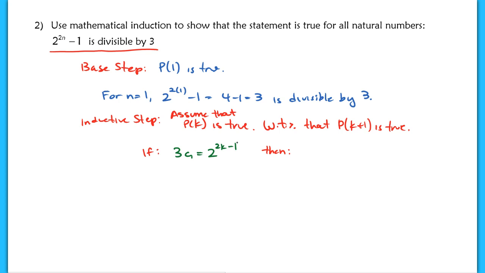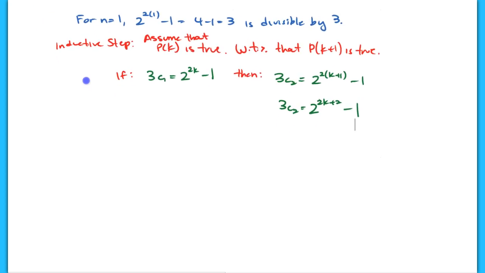And my then statement, what I want to show, p of k plus 1, will be that 3 times another constant is equal to 2 raised to the 2 times k plus 1 minus 1. Oops, I wrote this one over here backwards, sorry. This is minus 1. There we go. Okay, now I'm going to simplify this and write this as 2 to the 2k plus 2 minus 1. Alright, now let's work using our assumption and try to make this match what we're trying to prove.